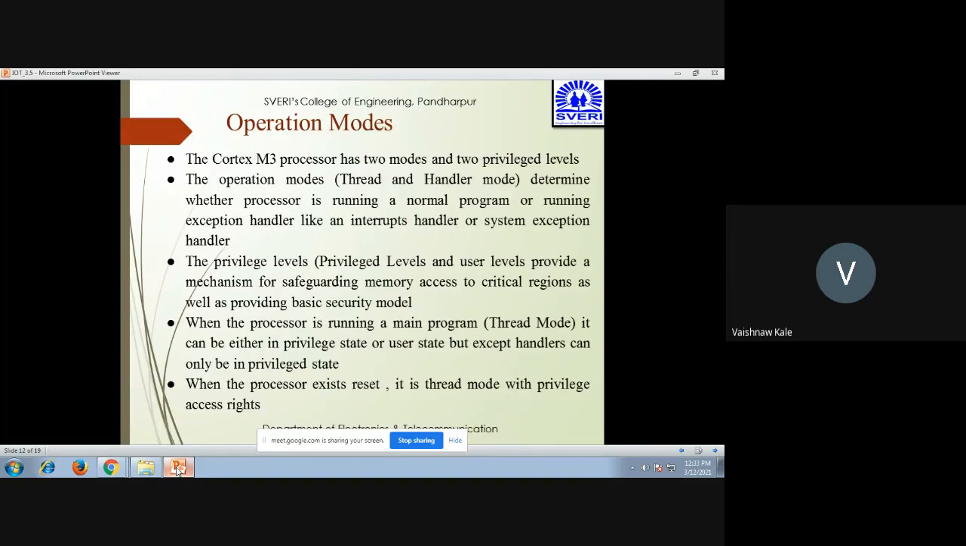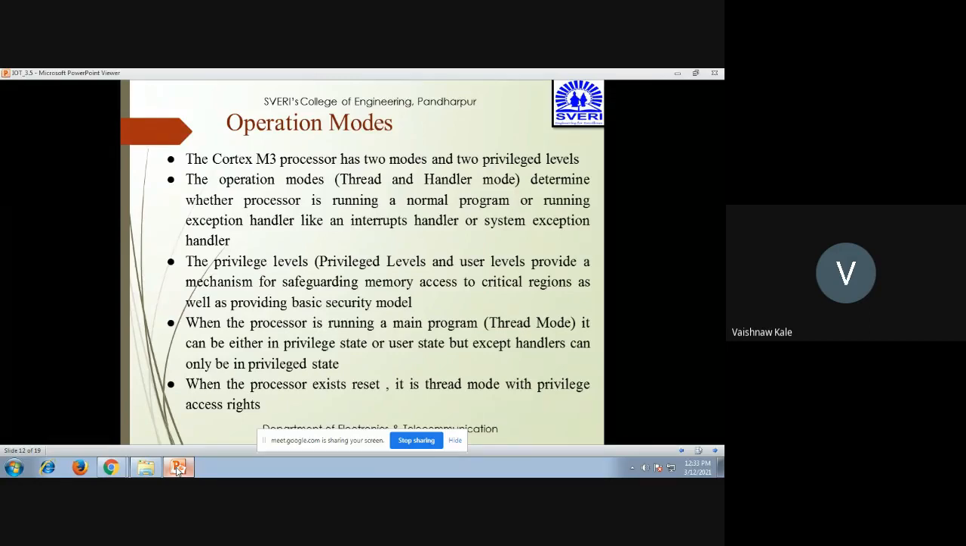Again, I'll revise it. It has 2 modes and 2 privilege levels. 2 modes: one is thread mode, the second one is handler mode. Thread mode means you're running a normal program, and handler mode means running an exception handler like interrupt handler and system exceptions. Okay, after that, privilege levels. So there are 2 types of privilege levels. One is the privilege level and the second one is the user level.